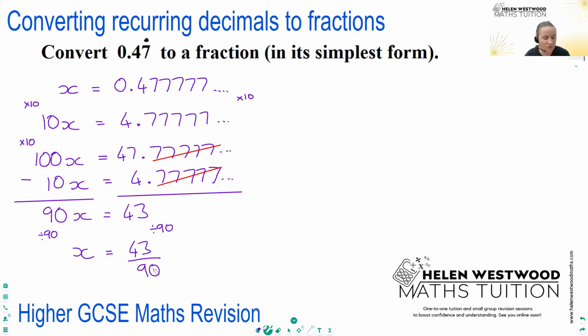And then you can always do a check with your calculator. If you do 43 divided by 90 on your calculator, you will see that that does indeed take us back to our 0.47 recurring. But that algebraic method shows the process that we can go through to work out what the fraction will be in its simplest form. Now, do watch out for that requirement of giving it in its simplest form. Sometimes we need to simplify a fraction when we get to our final stage.